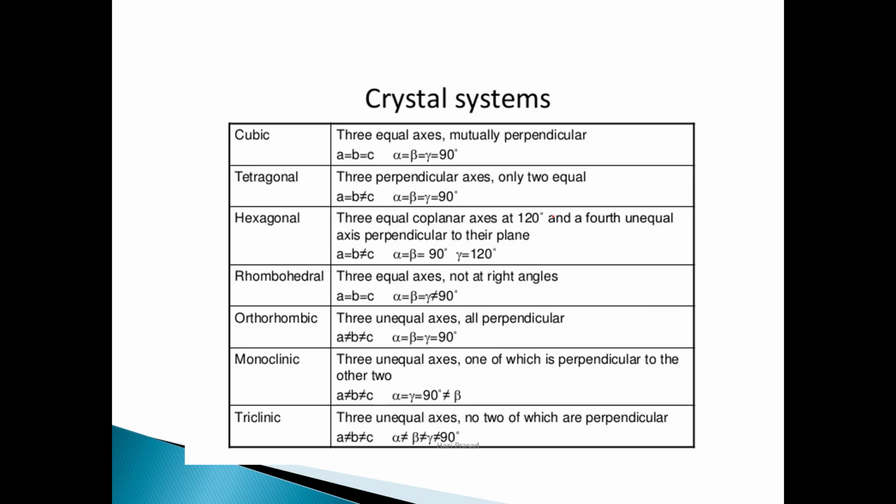Orthorhombic, three unequal axes all perpendicular. a, b, c are not equal. Alpha equal to beta equal to gamma equal to 90 degrees. Monoclinic, three unequal axes, one of which is perpendicular to the other two. a, b, c are not equal. Alpha equal to gamma equal to 90 degrees, which is not equal to beta. Triclinic, three unequal axes, no two of which are perpendicular. a is not equal to b, is not equal to c. Alpha is not equal to beta, is not equal to gamma, is not equal to 90 degrees.